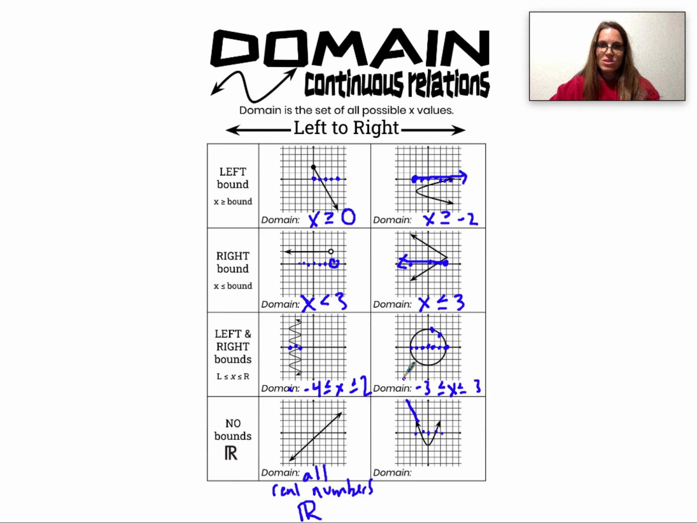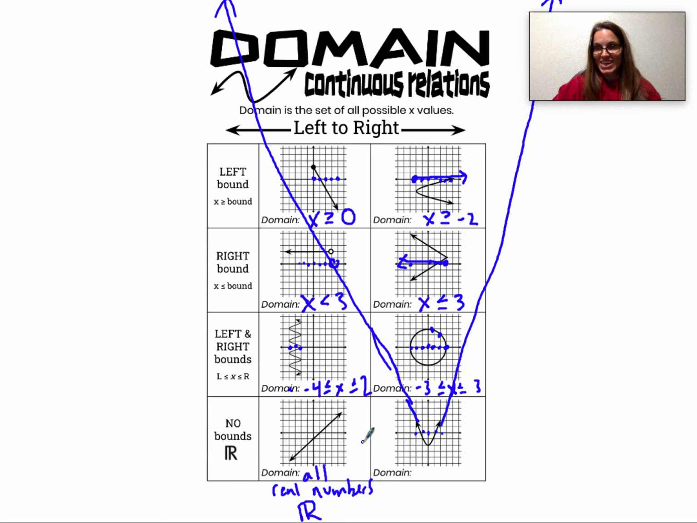And this graph goes forever and ever. Let's just do it. Ever and ever and ever. Oh, this looks so bad. Ever and ever and ever up with an arrow. This graph goes forever to negative infinity, forever to positive infinity, just thinking about left and right. And so the domain of this is also all real numbers.